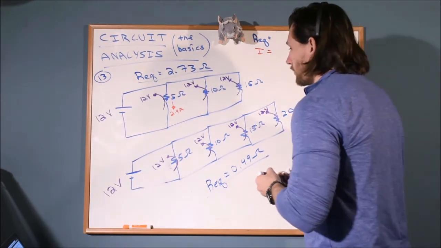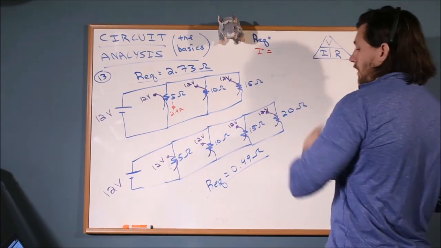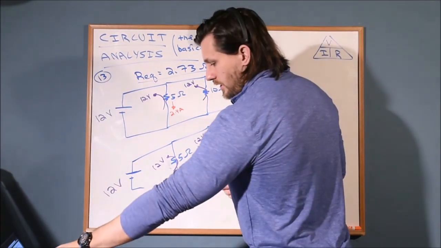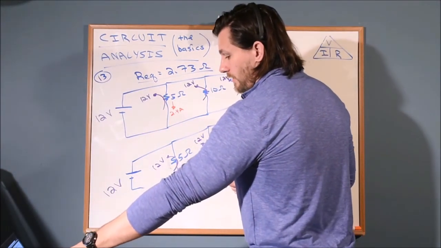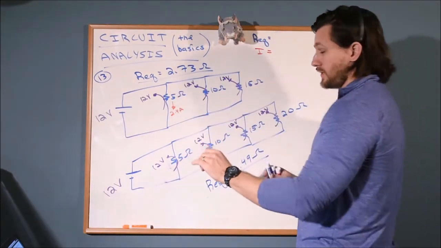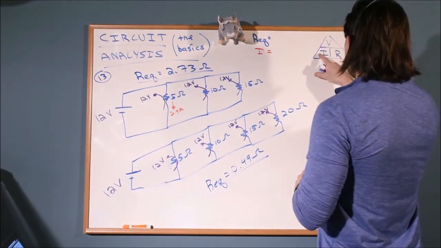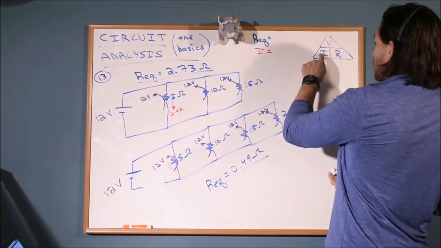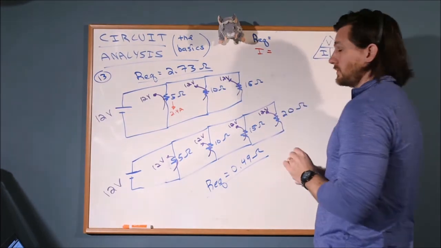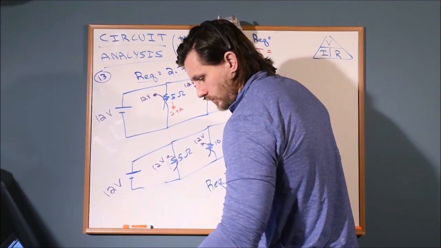Now, if you want to know the current through each one, you just do V over R. So the question says, calculate the amount of electrical energy expended in the 5 ohm resistor in 2 minutes. Well, we'll get to that in a second. Let's analyze the circuit first. If I want to know current, it's volts divided by resistance. So I have 12 over 5, 2.4.